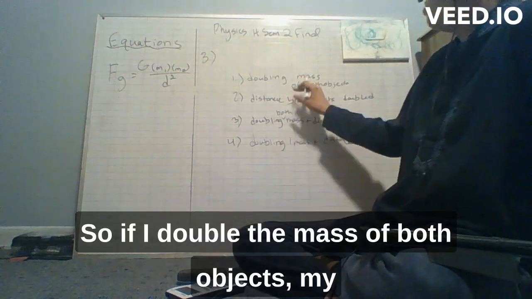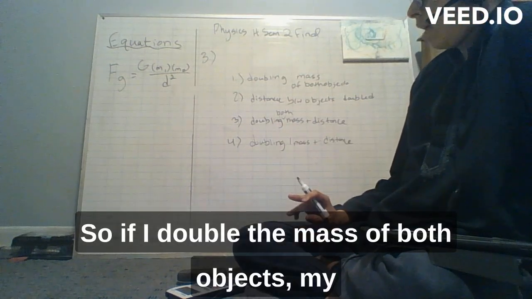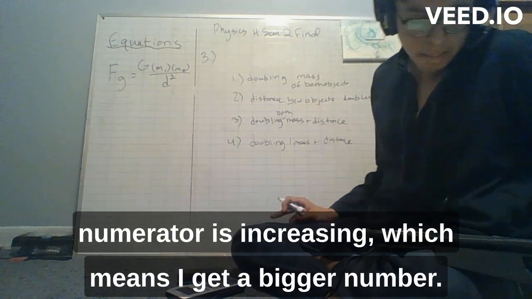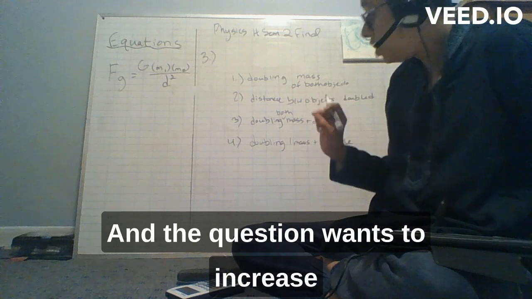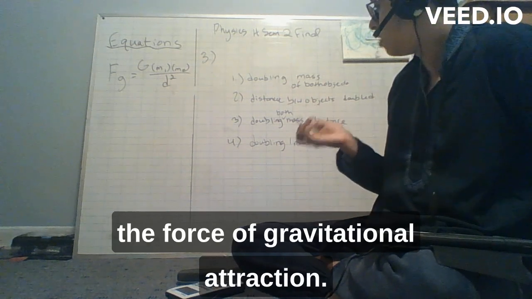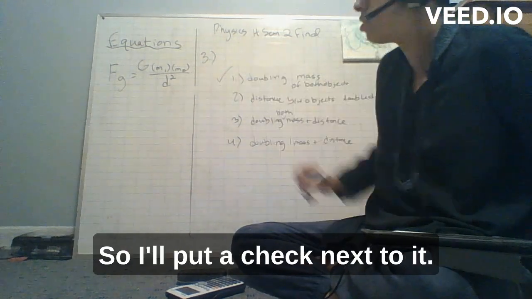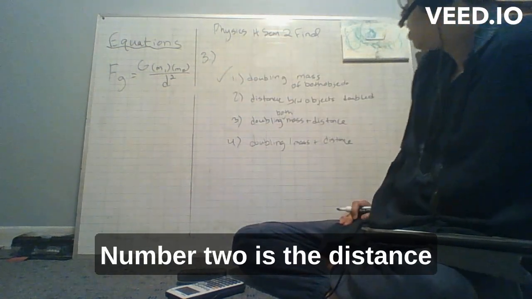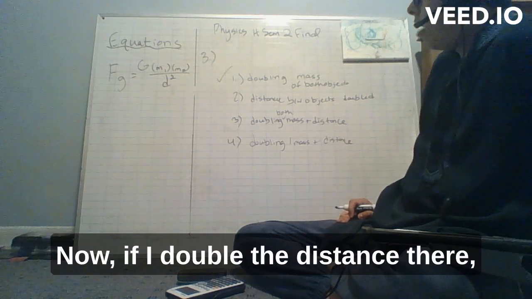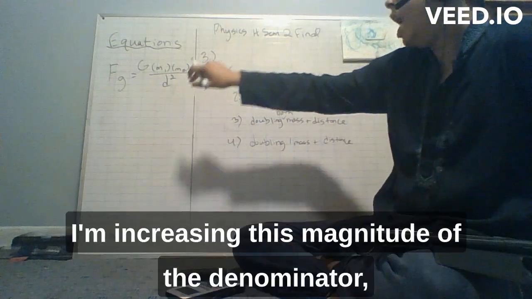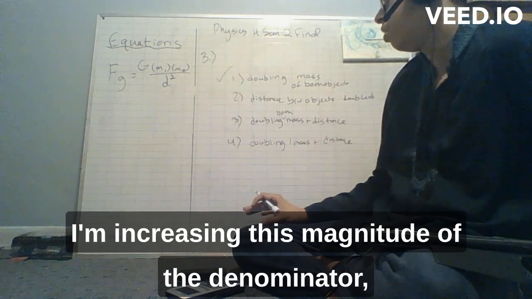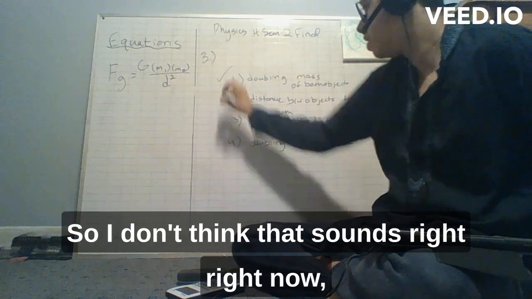So if I double the mass of both objects, my numerator is increasing, which means I get a bigger number. And the question wants to increase the force of gravitational attraction. So this one seems like it works, so I'll put a check next to it. Number 2 is the distance between the objects is doubled. Now, if I double the distance there, I'm increasing the magnitude of the denominator, which would make the number smaller. So I don't think that sounds right.